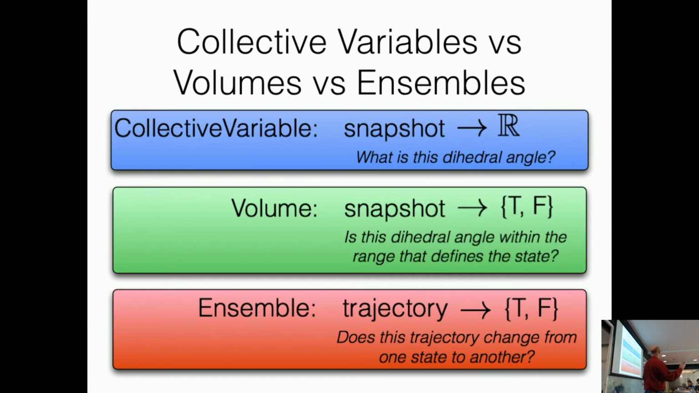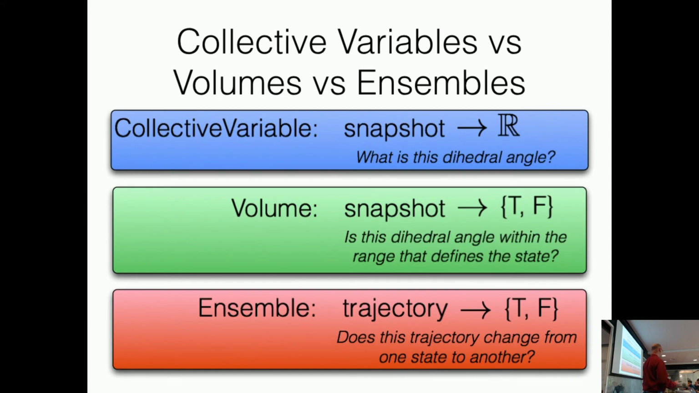It's like the question, what is this dihedral angle? What is this distance? A volume is a region in phase space. It maps a snapshot to true or false. And so the question there is, is this dihedral within the range that defines my state? Is this distance within the range that defines my state? Is this distance inside or outside of my interface definition? An ensemble takes a trajectory and maps that to true or false. So does this trajectory involve a change from one state to another, if it's a TPS trajectory, for example? A TPS ensemble, that is.